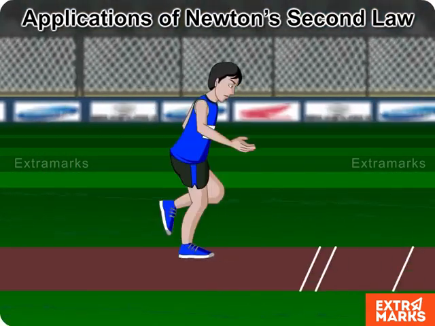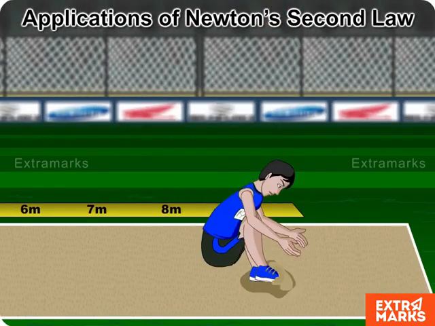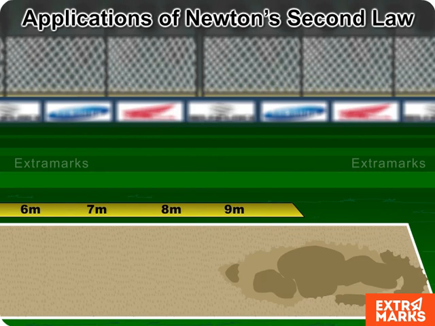As the high jumper lands on a heap of sand, the sand shifts, reducing the athlete's momentum more gently. As a result, the force impressed on the ground reduces, and the athlete does not get hurt.